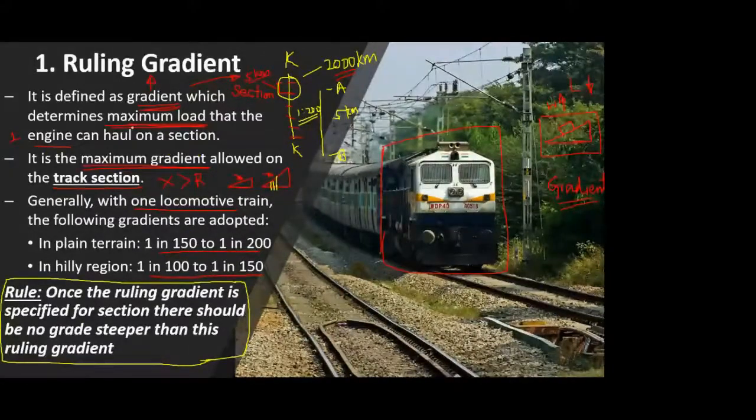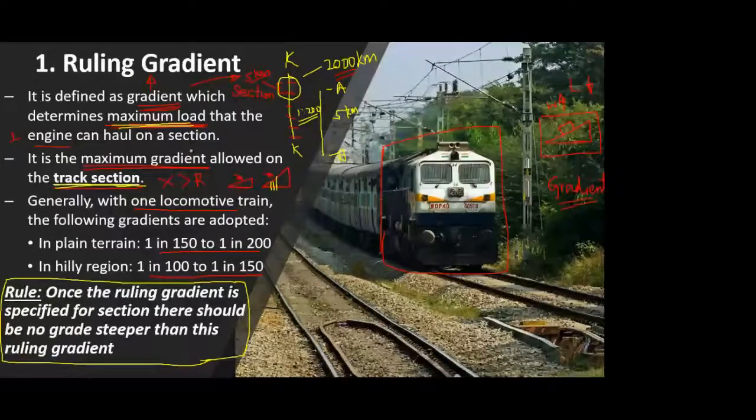So once again, to just summarize, ruling gradient is nothing but such a gradient on a section. I'm always mentioning this, and you have to write the same, or it should also reflect in your answers, that ruling gradient for a particular track section is such a gradient which determines how much maximum load one engine can carry. So that is nothing but the ruling gradient.